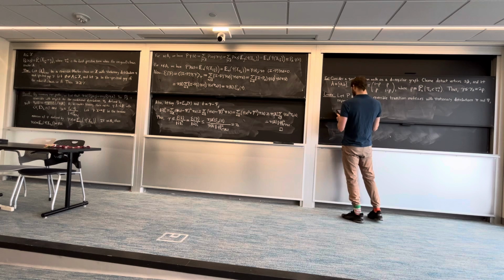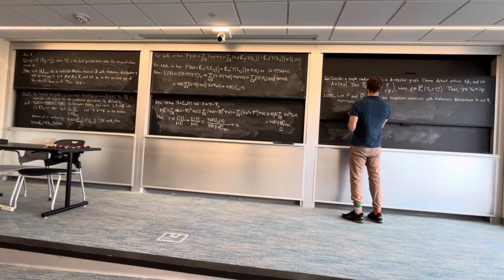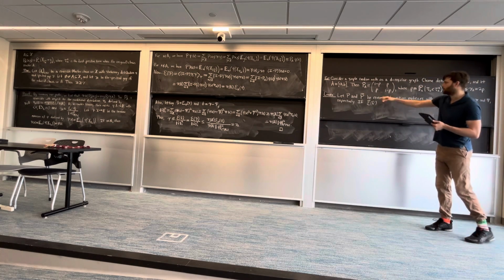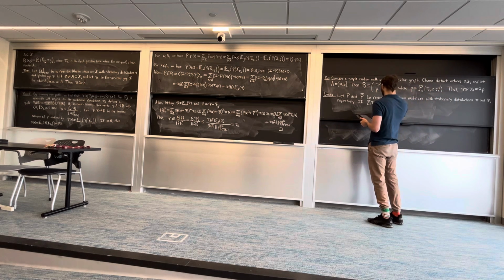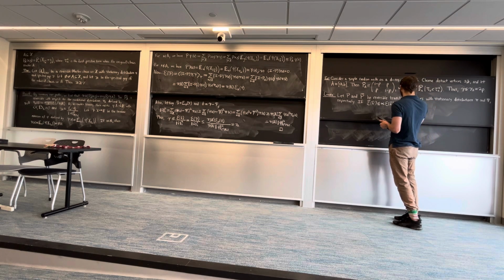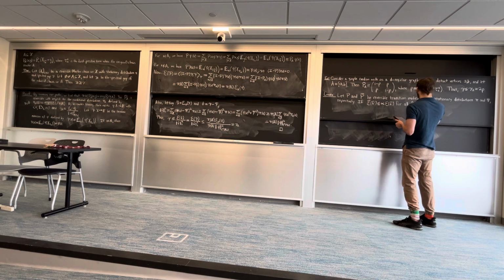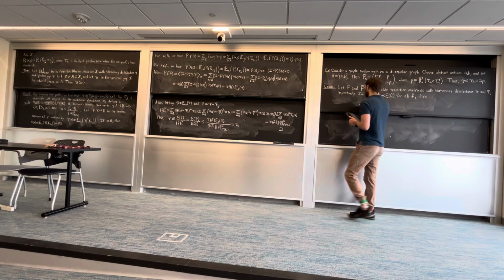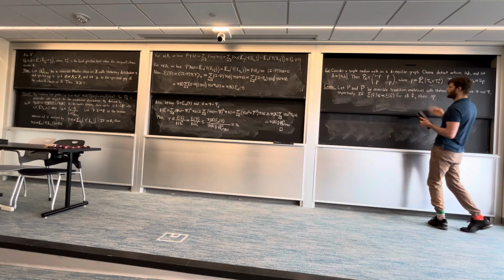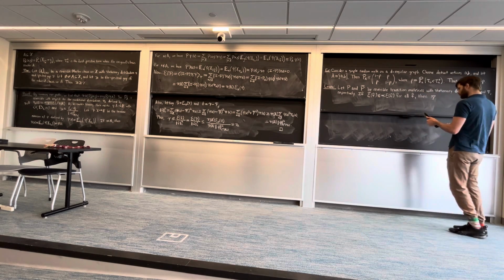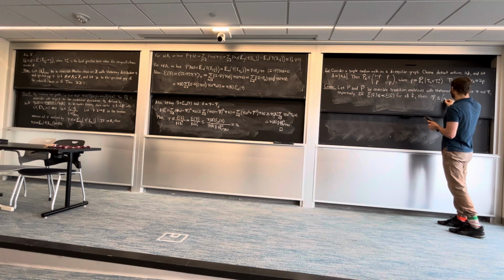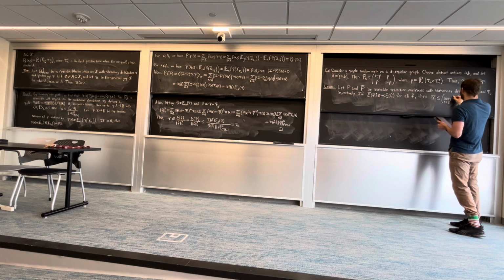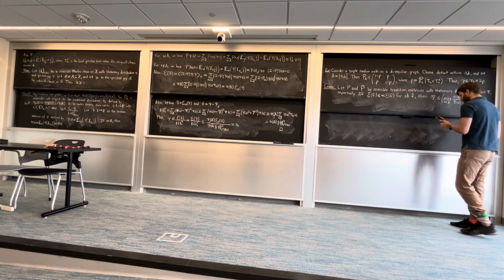If E bar of F, okay, so this is the Dirichlet form for P bar, is less than or equal to some alpha times the Dirichlet form for F, if this is true for all F, then gamma bar, so gamma bar is the spectral gap for P bar, is going to be less than or equal to the max over x in X of pi of x divided by pi bar of x, times alpha gamma.